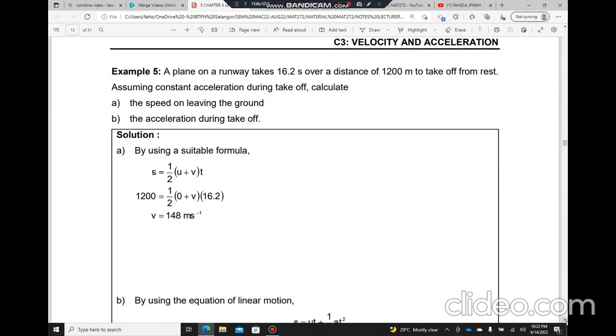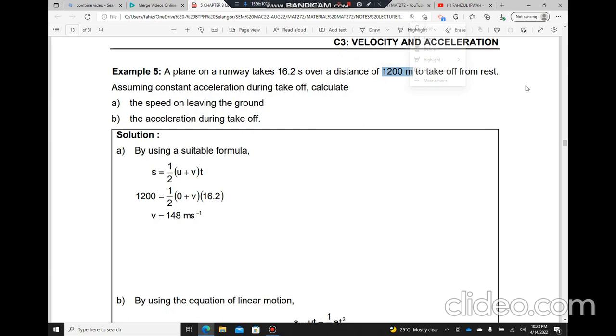Kita tengok example 5. A plane on a runway takes 16.2 seconds over a distance of 1,200 meter to take off from rest. Assuming constant acceleration during takeoff, calculate A, the speed on leaving the ground, B, the acceleration during take-off. Okay, so dia cerita pasal plane ni. Okay, dia bergerak, dia ambil masa 16.2 saat, untuk bergerak sejauh 1,200 meter from rest.